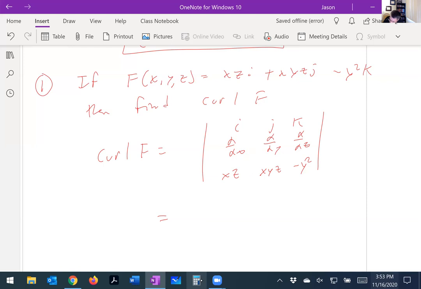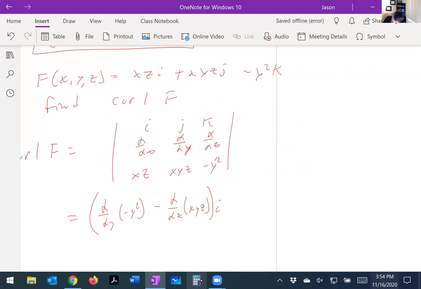Oops, I'm doing this wrong. My bad. It's over here. What's the partial of negative y squared with respect to y? And then what would be the partial of this thing with respect to z? I would just do that in my head if I want to find the i term here. But I'll write it out formally. So this is d/dy of negative y squared minus d/dz of xyz.